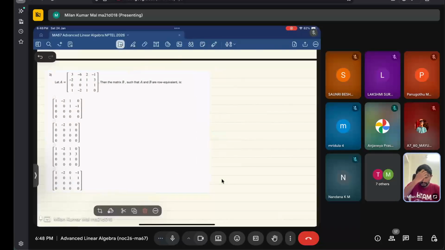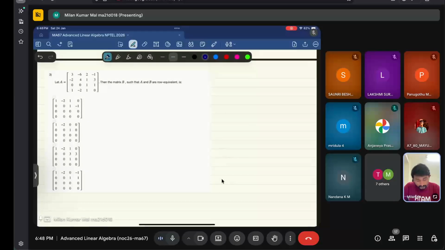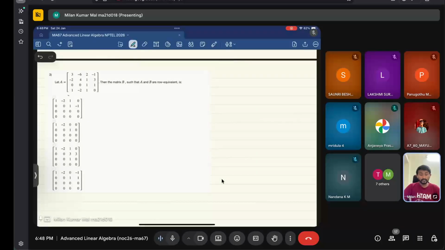Okay. So this is another problem. What it says is, let us say you have a matrix A, and a matrix B such that A and B are row equivalent. What is row equivalent? First see what row equivalent is, and after that we'll look at things. Row equivalent.